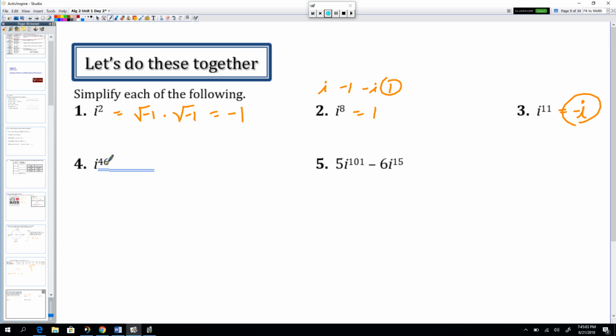i to the 46. Divide the 46 by 4. The closest I can get is 44, so I'll go around here. This will be 44, 45, 46. So that reduces down to negative 1. And these are your answers.